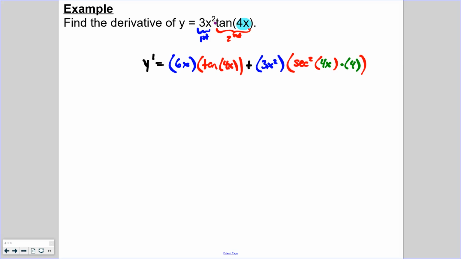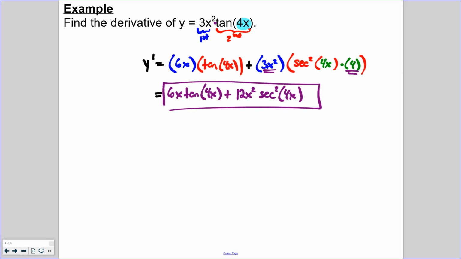All right, so now we can simplify. So 6x times tangent of 4x, there's really nothing we can simplify there other than dropping the parentheses. Then on to the next term. 3x^2 times secant squared of 4x times 4. Well, we can multiply the 3x^2 and the 4 together to get 12x^2 times secant squared of 4x. And yes, we could technically factor out a 6x, but that's not super useful. That's really not going to simplify much, which means Newton will accept it as is.